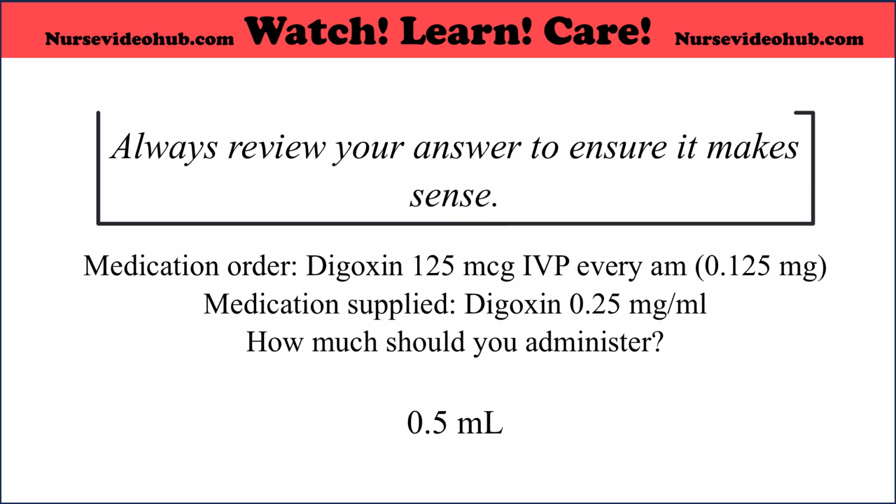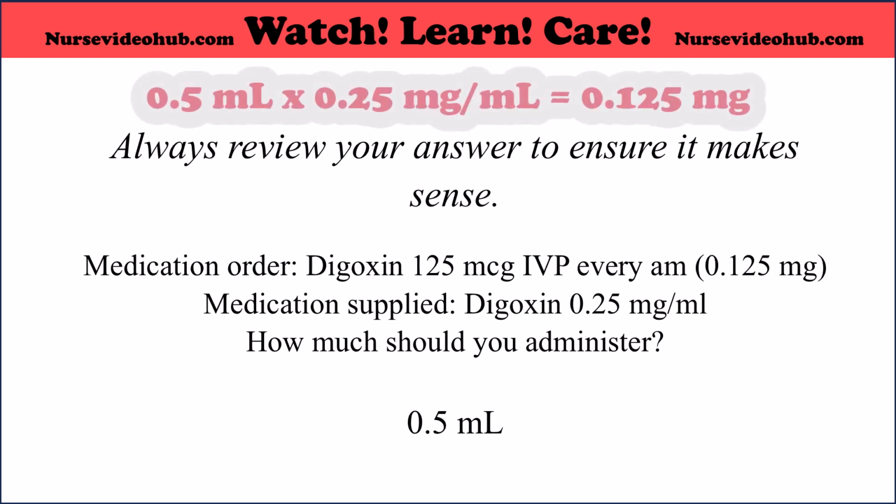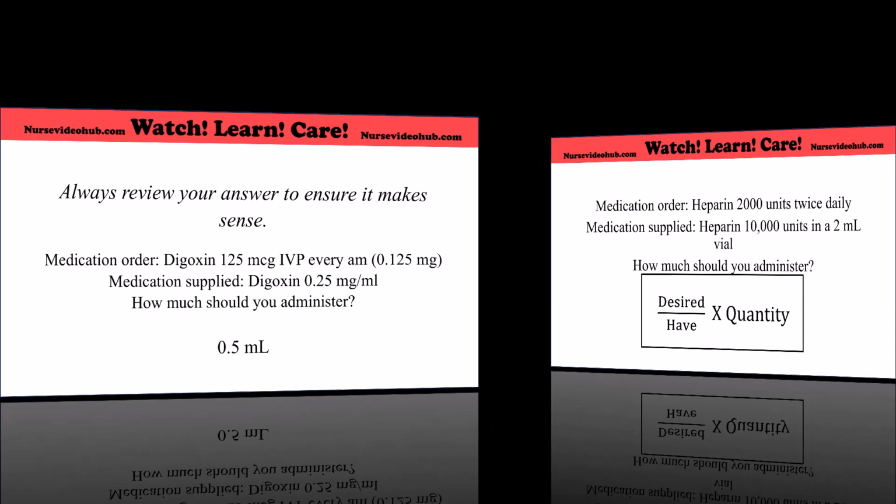Always review your answer to make sure it makes sense. The reverse method is to multiply 0.5 milliliters, the amount to be administered, by 0.25 milligrams, the concentration available, which equals 0.125 milligrams, the prescribed dose.